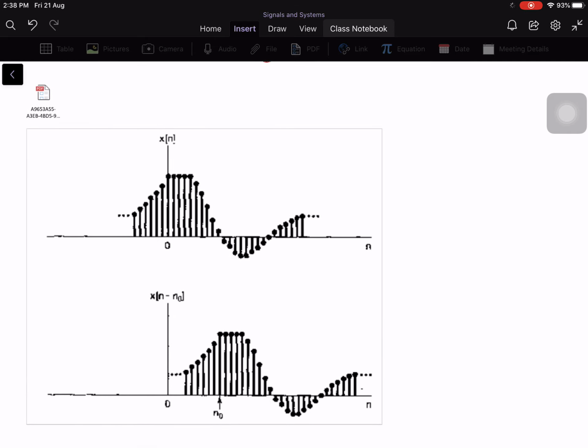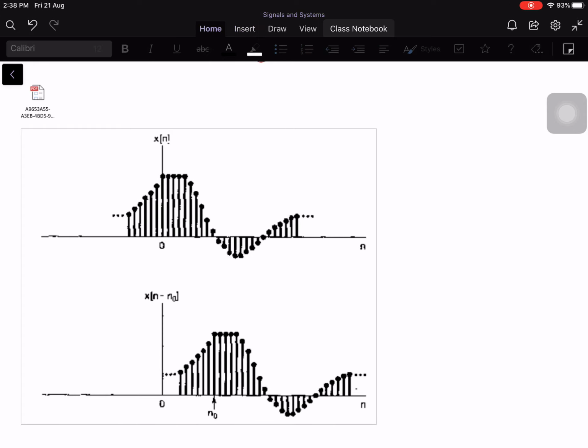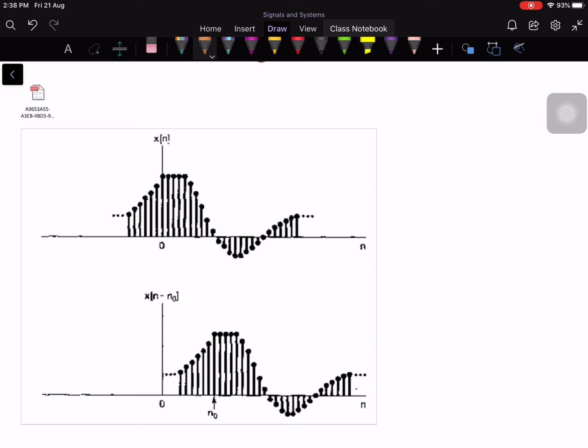The x axis is n, where n takes discrete values, let us say 1, 2, 3, 4 and so on. So this point is 0, this one is 1, 2, 3, 4, 5, 6 and so on, and on this side this one is -1, this one is -2, -3, -4, -5 and this point is -6. Let us say this amplitude is 1 volt, since let us assume this is a voltage signal.